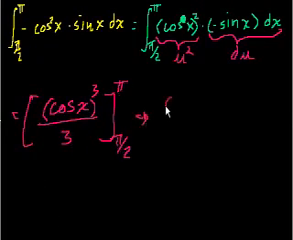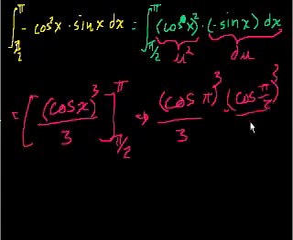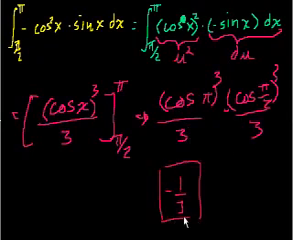So this is equal to cosine of pi cubed over 3 minus cosine of pi over 2 cubed over 3. This is minus 1 to the third. So this is equal to minus 1/3 minus 0. So we get the same answer. I just wanted to show you that. It's exactly the same as substitution. It's just I didn't formally do the substitution. But it's the exact same thing.